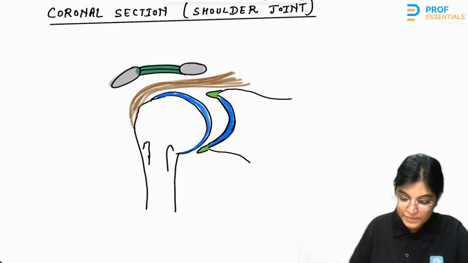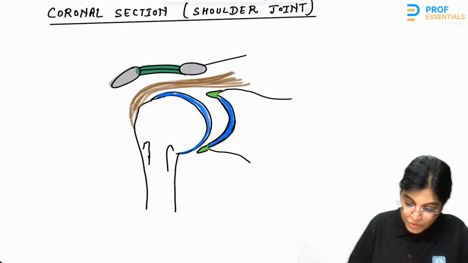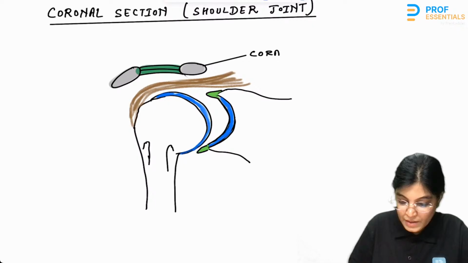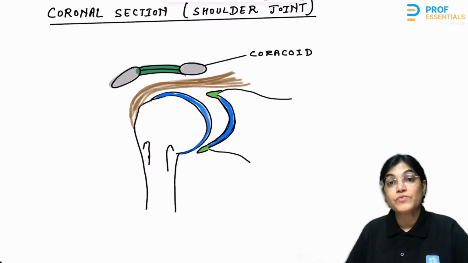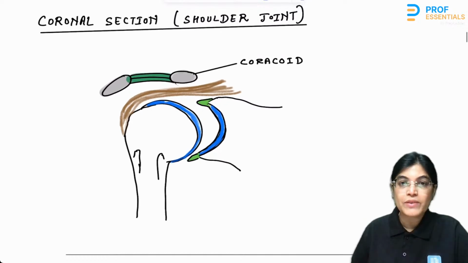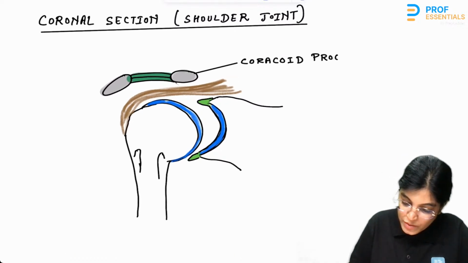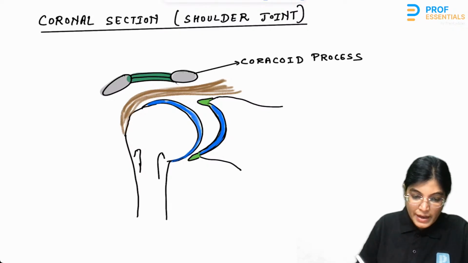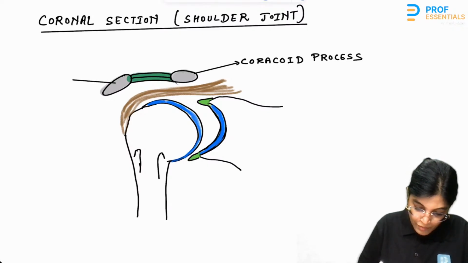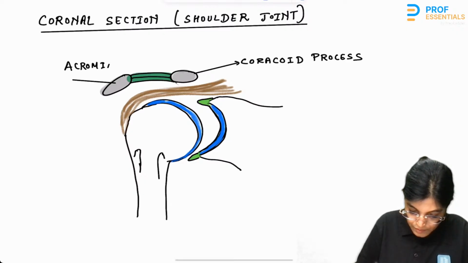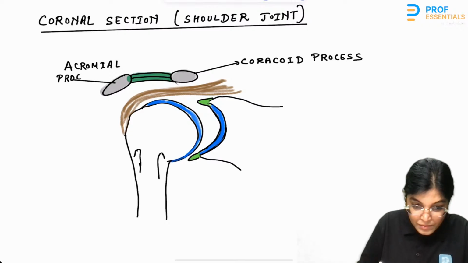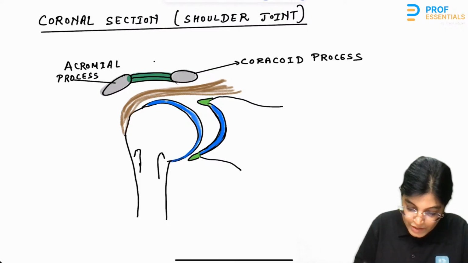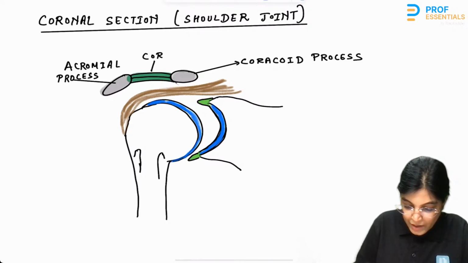Okay, so let's label it. So this is coracoid process. Can anybody tell me coracoid process is which type of epiphysis, which I have completed in the previous session? This is coracoid process, my dear students, and this is the acromial process. Got it? And the structure which is connecting it is coracoacromial ligament.